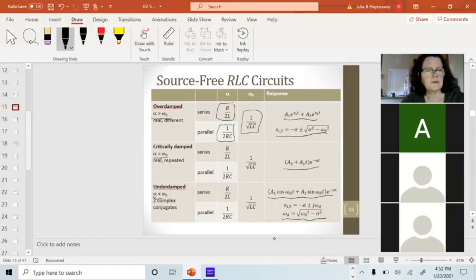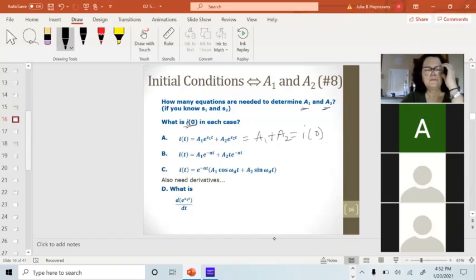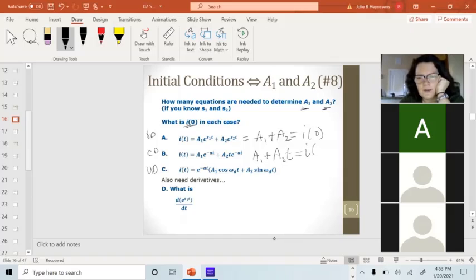That's critically damped. Okay, so this is my overdamped, critically damped, and that's definitely underdamped because it's got cosines in it. If I plug in I of 0 in case B for critically damped, I get A1 e to the minus 0 is 1 plus A2 t e to the minus 0 equals whatever the I of 0 is.